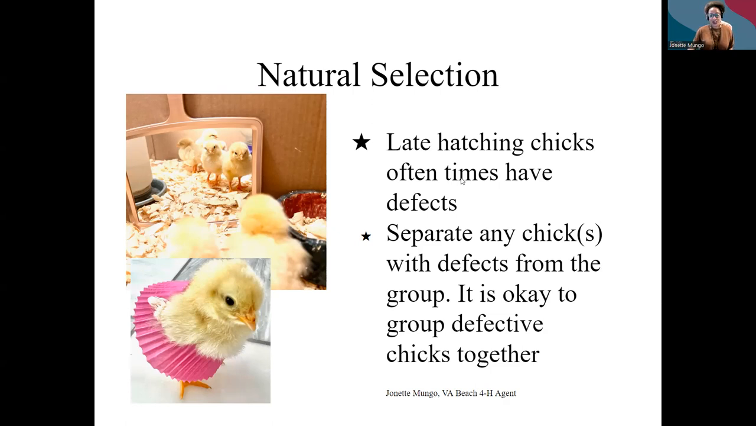So late hatching chicks oftentimes have some type of defect, or they're just not as strong as the others. So please separate any chicks with defects from the group, especially if you see the group bullying them or attacking them. You have to separate them out, okay? It is okay to group those defective chicks together, because they'll create their own little family. And again, that opens up another lesson about socio-emotional learning for your kids in the classroom through these types of animal observations and behaviors.